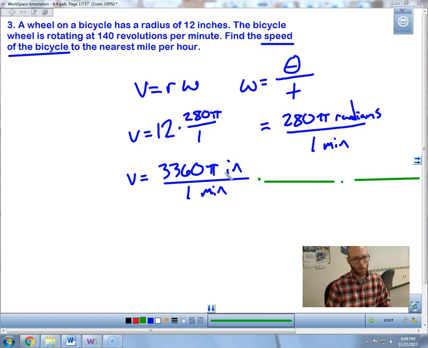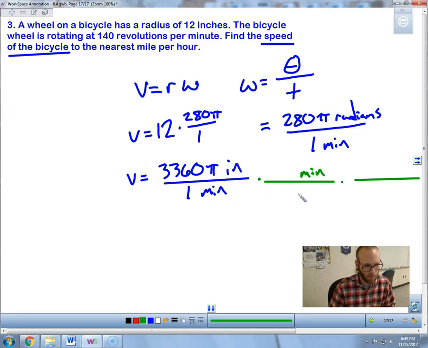What should we change first? Inches into miles, minutes into hours. Doesn't matter to me. Let's go minutes into hours. I need minutes to cancel out. I need hours. What do I know about minutes and hours? 1 hour is 60 minutes.